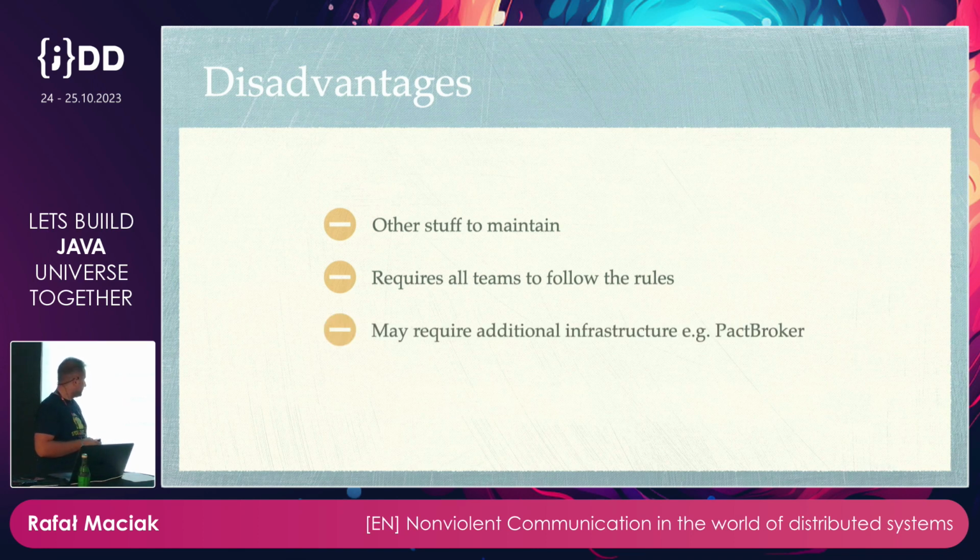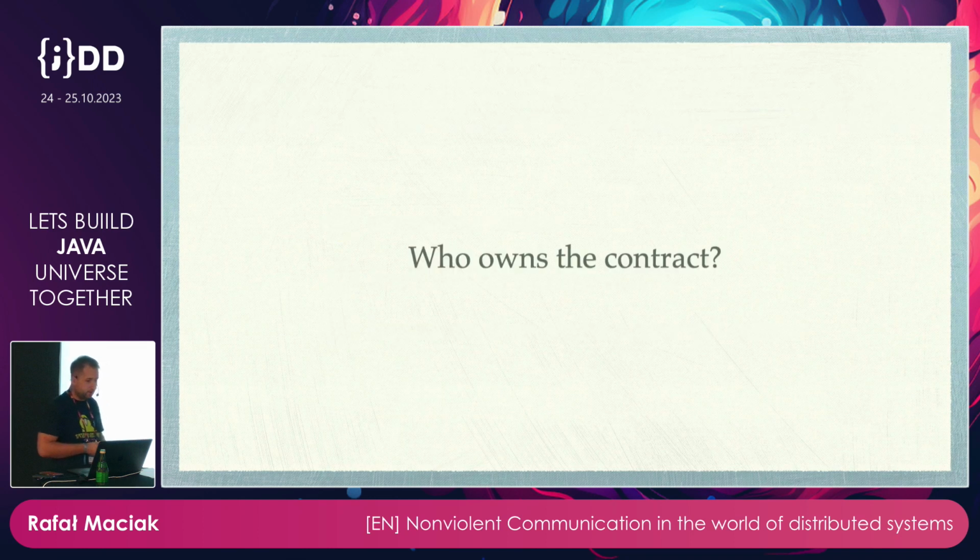Last but not least, it may require some additional infrastructure or some changes in the CI/CD to be done by DevOps, let's say. For example, using one framework, which is Pact. It's not a must-have, you can do it without it, but it is recommended to use the Pact broker, which simplifies the contract management.